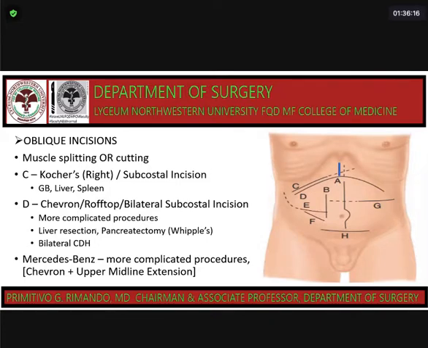In the quiz, it says, what is the baseline incision for the Mercedes? The answer is chevron.